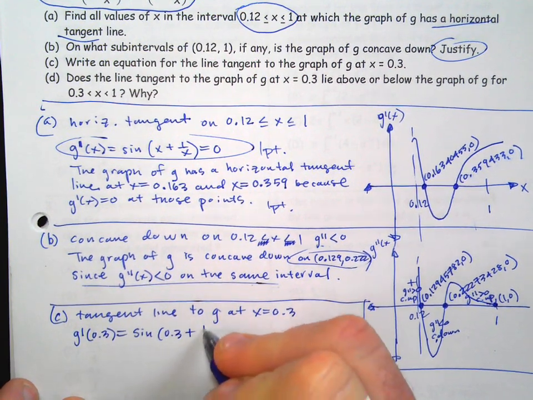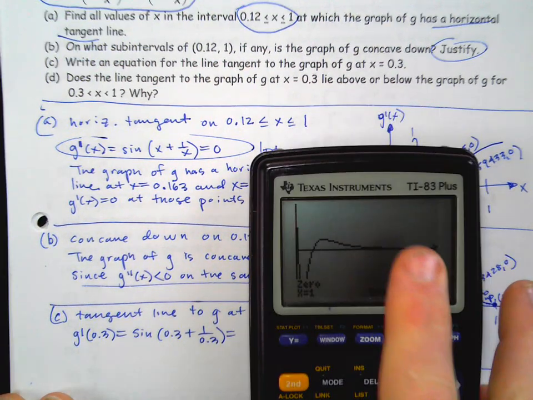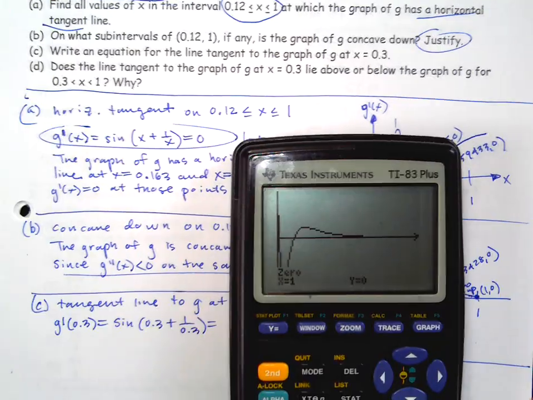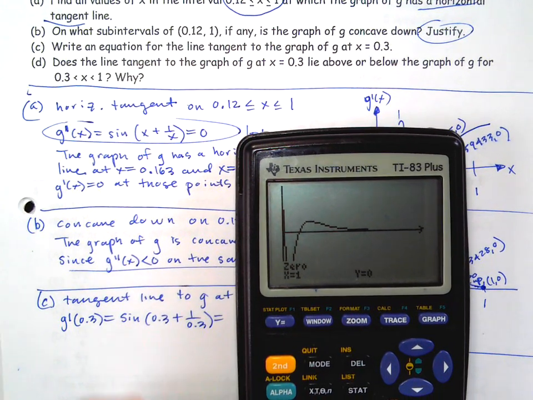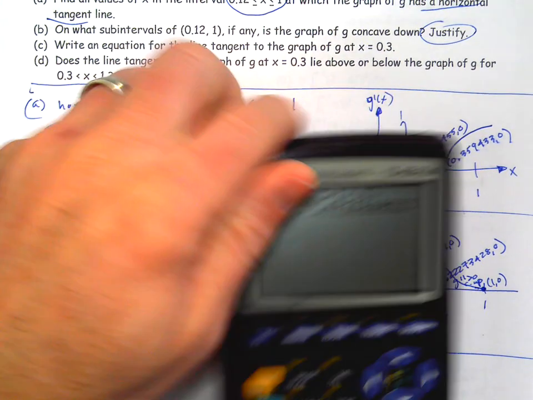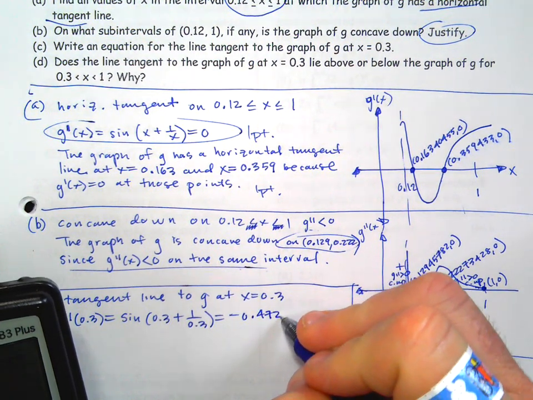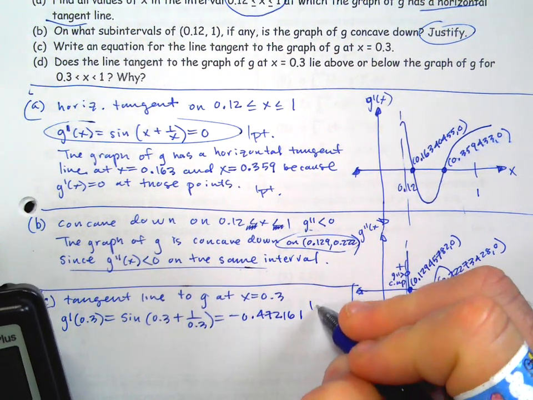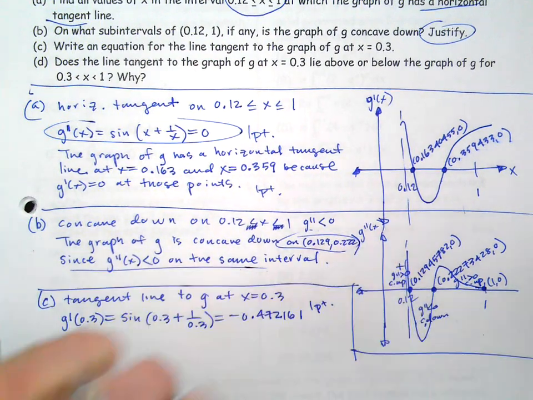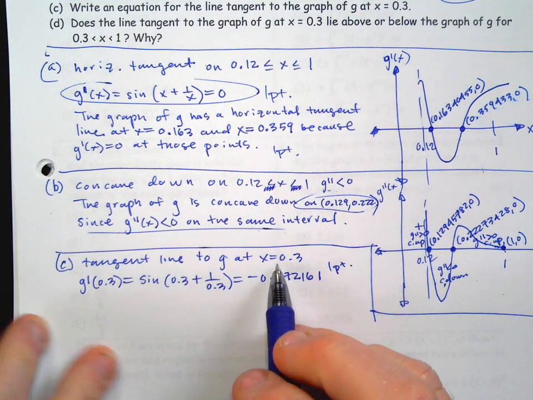I did enter it in my calculator. I could use the table if I wanted. This is a quick calculation though. Sine of 0.3 plus 1 divided by 0.3 is negative 0.472161. That's a point for finding the slope. We need a point though. We have the x-coordinate, but we need the y-coordinate that goes with it.